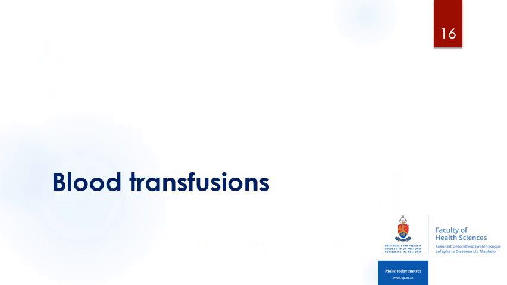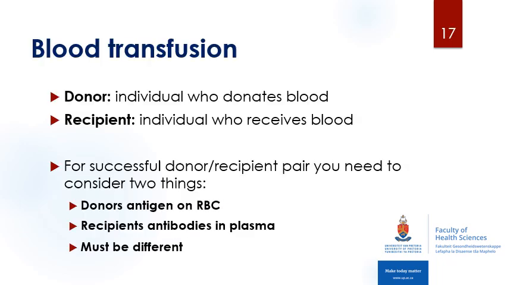So blood groups are also important for determining whether a blood transfusion will be successful or not. So now let's take a closer look at blood transfusions. Before we start talking about the blood transfusion, let's get 2 terms clear. Firstly, the donor is the individual that donates the blood, and the recipient is the individual that receives the blood.